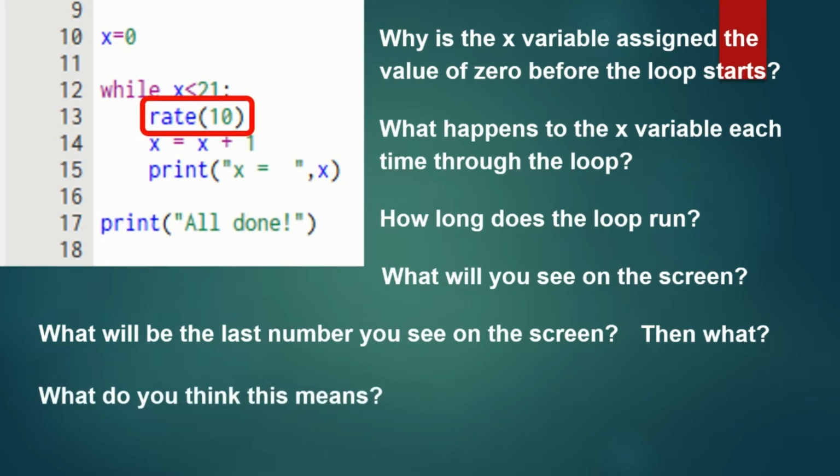And then think about this. What's this rate? Rate is how fast we're going to count. So run this program and see what happens. And then go back and change some of those numbers. Change the rate. See what happens. Change the 1 and the x plus 1. Change the x is less than 21. Change those a little bit and see what happens with your program.